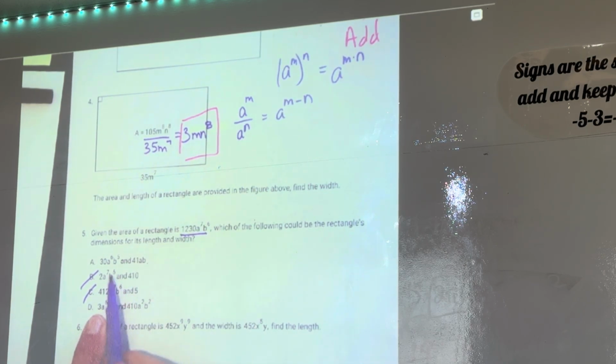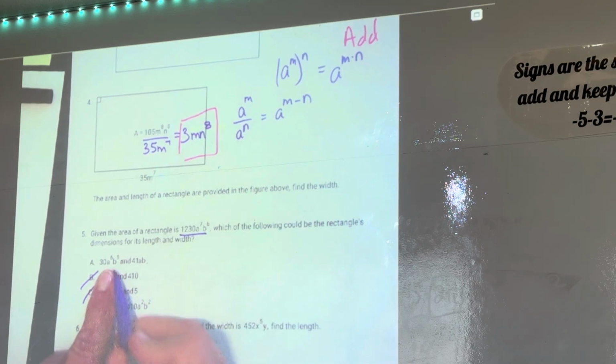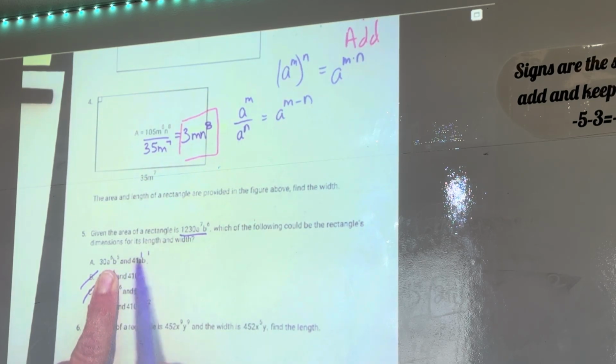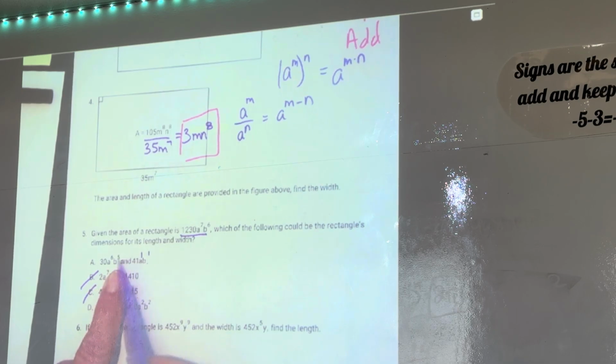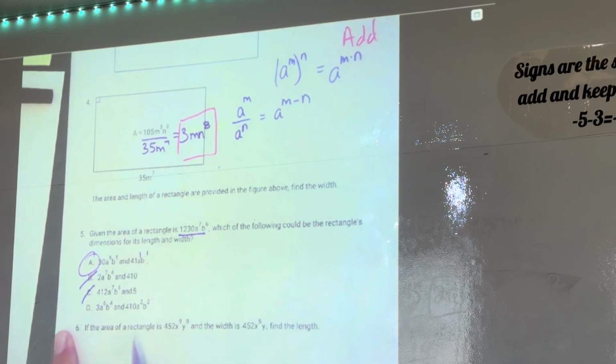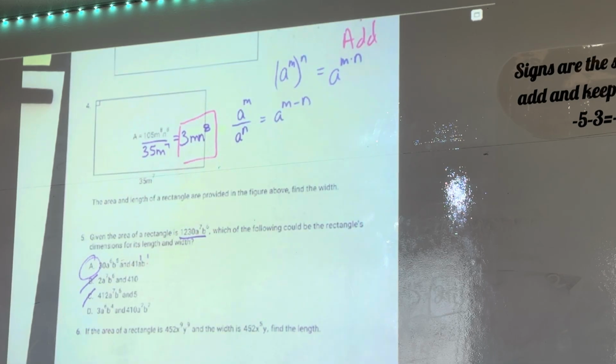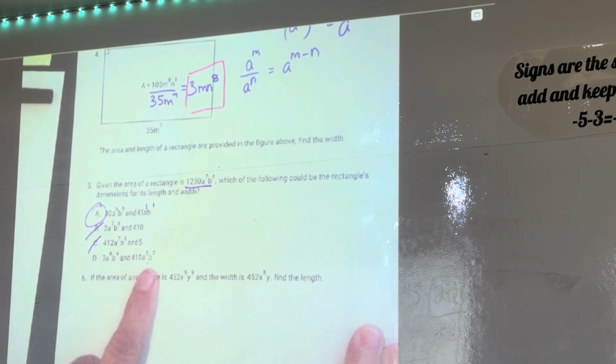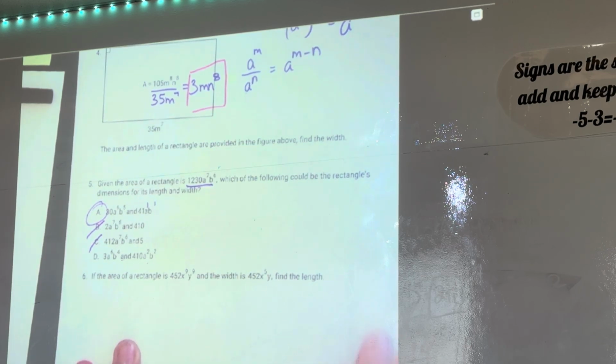So now we have to look at the exponents. We have a to the 6th and a. So if there's not an exponent, the exponent is 1. 6 plus 1 is 7. 5 plus 1 is 6. So the exponent works for A. And then D, 6 plus 2 is 8, not 7. So that's why it's not D also. So the numbers work, but not the variables.